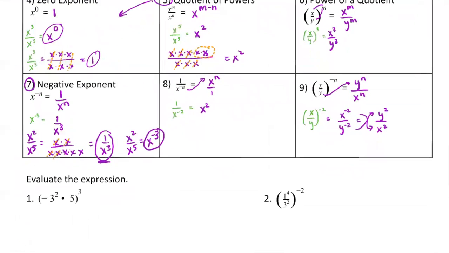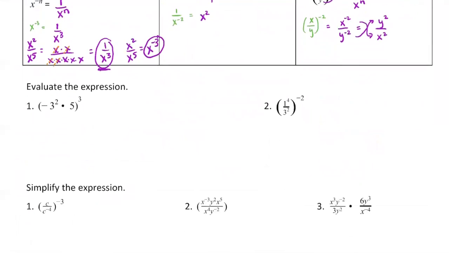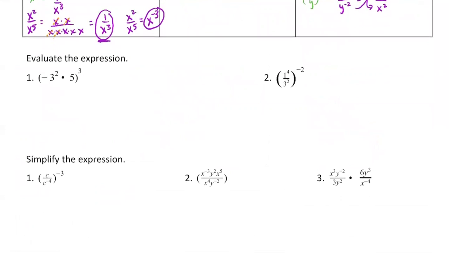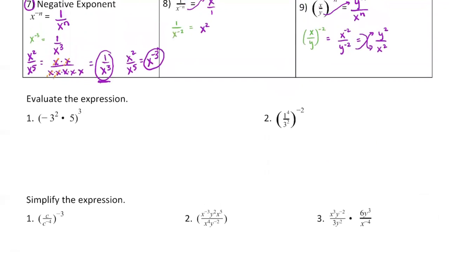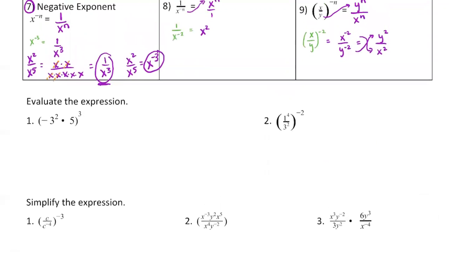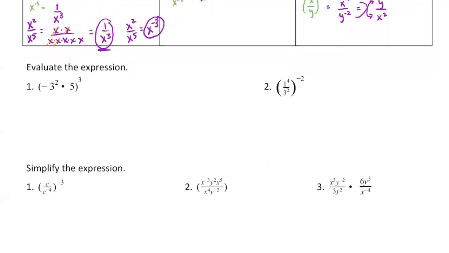Go ahead, you can stop the video and try these 5 problems. When you have an answer with a negative exponent, try to make your final answer with a positive exponent using those final rules there. Anytime you have a negative exponent, move it so that it becomes positive.